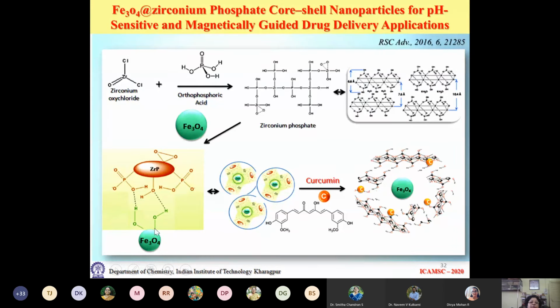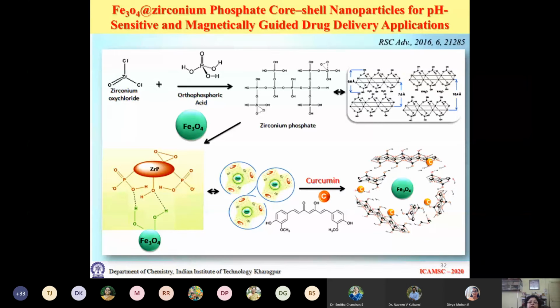All magnetite particles will have some surface functionality, and OH is usually there. So through the OH functionality, it is going to attach, and it may also be intercalated between the layers. You can see it is a layered sort of thing. It can get intercalated. So some sort of core shell arrangement is generated, because each nanoparticle is going to be surrounded by, or enclosed in, a sheet of zirconium phosphate. Now you can put a drug.